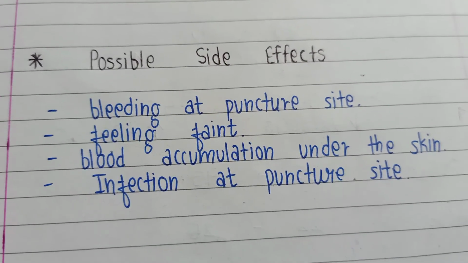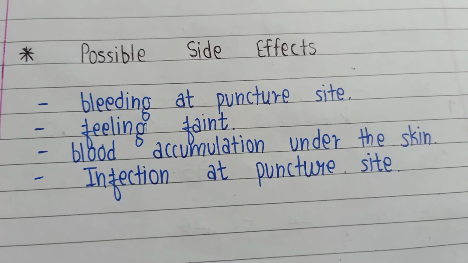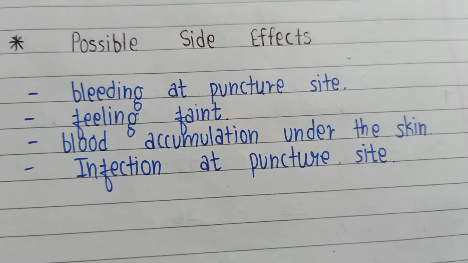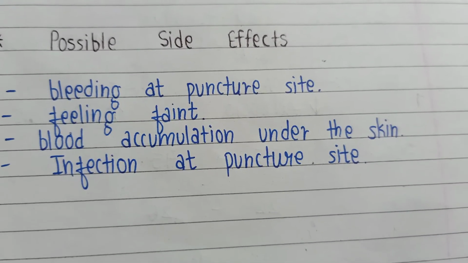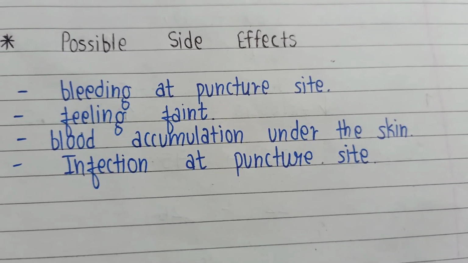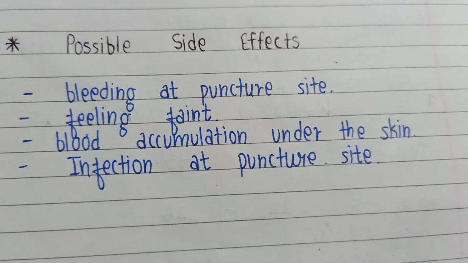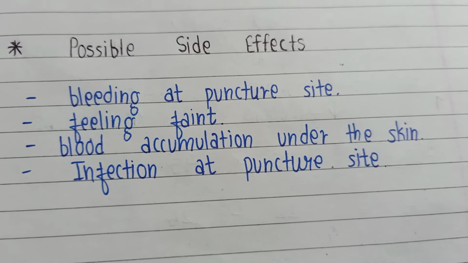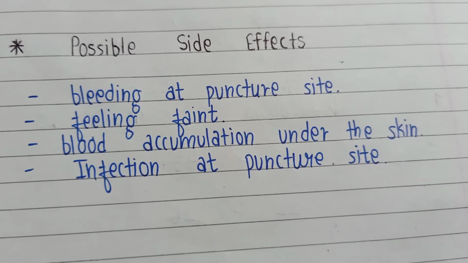Now, though it is a very safe procedure, some possible side effects can occur, such as bleeding at the puncture site, the patient feeling faint, sometimes blood accumulation under the skin, and infection at the puncture site. We can prevent all these side effects by taking all the care that we take during the blood sampling procedure. Sterility must be maintained while doing this procedure.